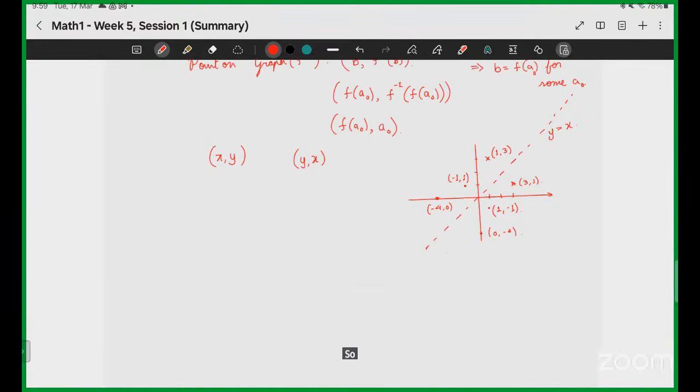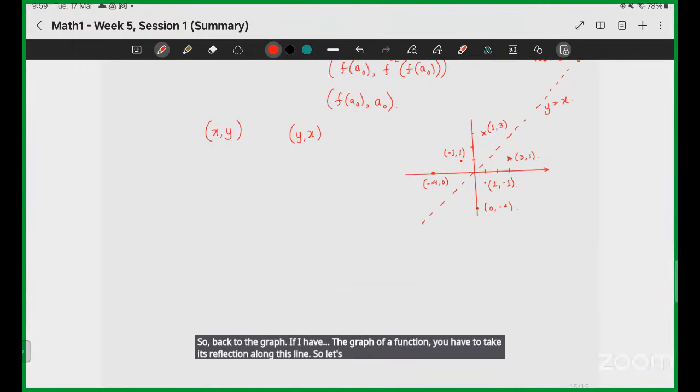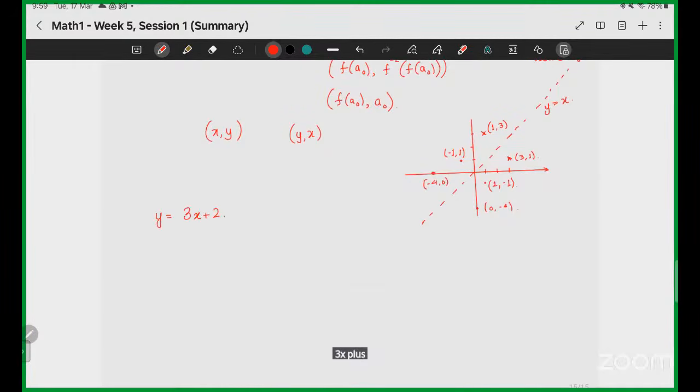So back to the graph, if I have the graph of a function, you have to take its reflection along this line. Let's take the earlier example itself. y is equal to 3x plus 2 was our original function f of x. What was f inverse of x? I'll use x now because we are using it as an input variable. This was x minus 2 by 3. Now let's try to draw the graphs of these things.